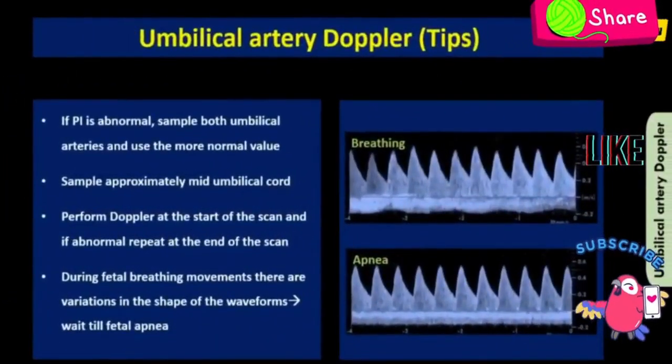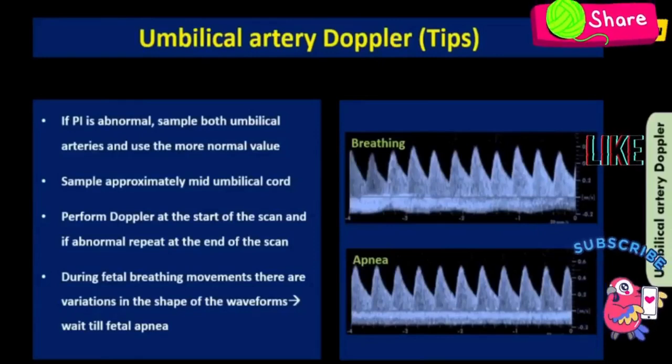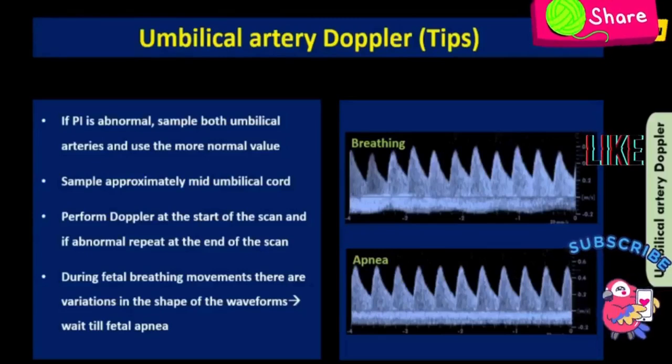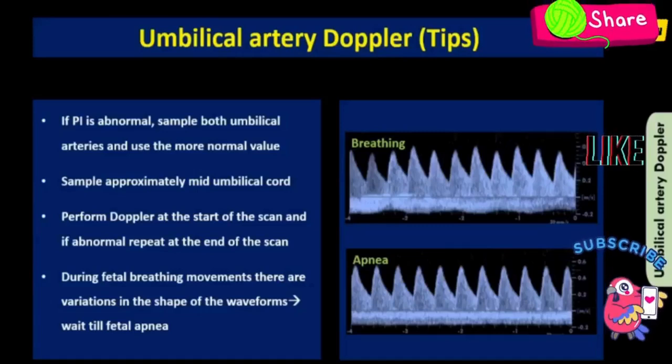Some important tips you should know in umbilical artery Doppler. If the pulsatility index is abnormal, you should sample both umbilical arteries and use the more normal value. You should sample approximately at the mid-umbilical cord. Sampling too close to the fetal abdomen may produce a falsely elevated pulsatility index value. Perform Doppler at the start of the examination, and if abnormal, repeat at the end of the examination.